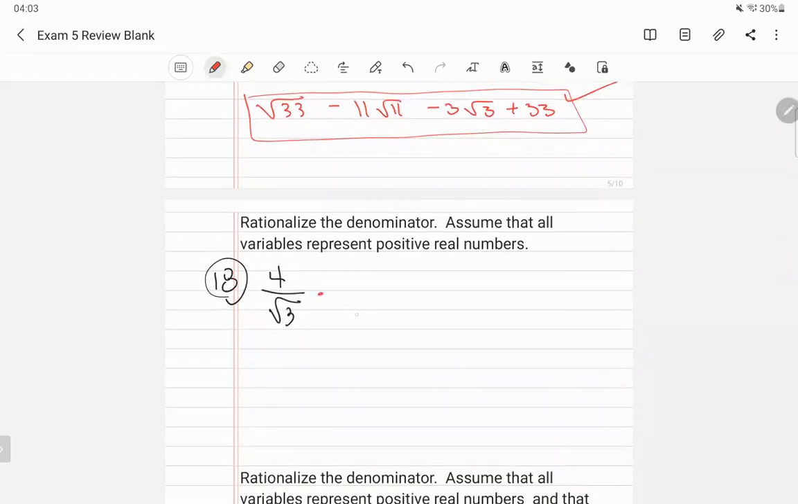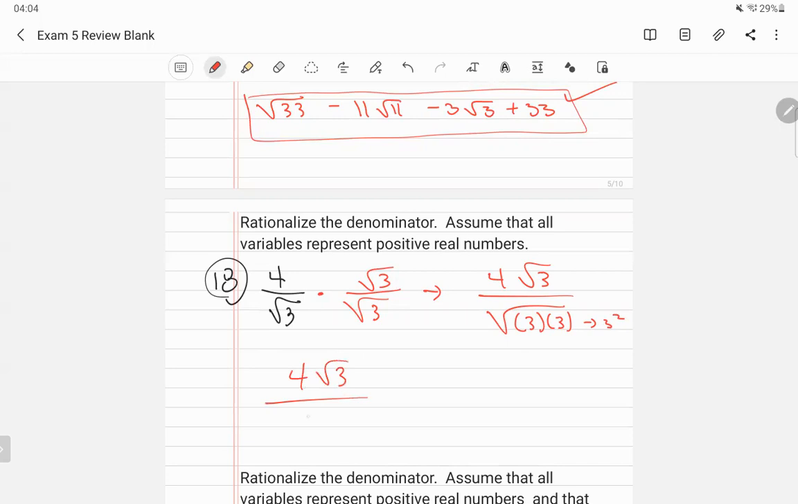Here we need to do a rationalization, or rationalizing. So we do that boot method. You end up getting 4 square root of 3 on top, and the bottom is 3 times 3, or 3 squared. So then you end up getting 4 square root of 3 over 3.